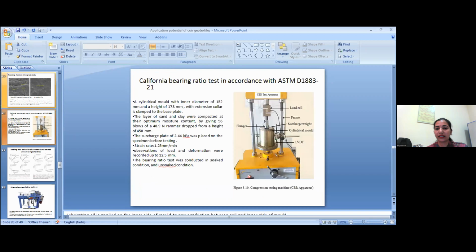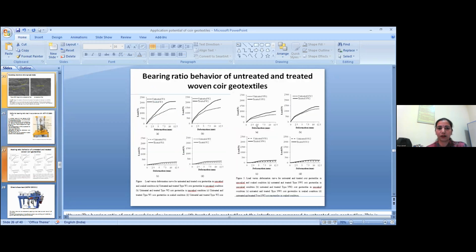Next, I performed the California bearing ratio test. This is the apparatus that is used, and the test is conducted in two conditions, that is soaked condition and unsoaked condition. In soaked condition, this is a sample that is prepared. The whole sample is soaked for 96 hours in water, and after that the testing is done.